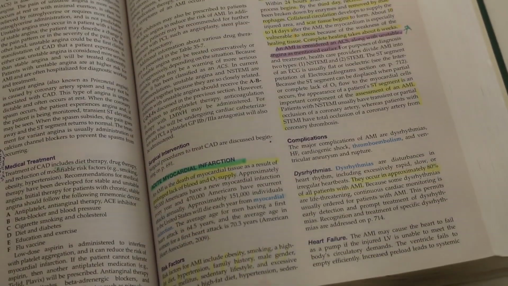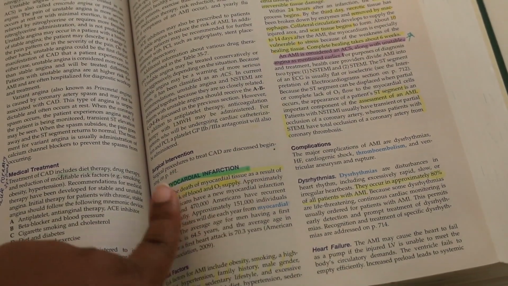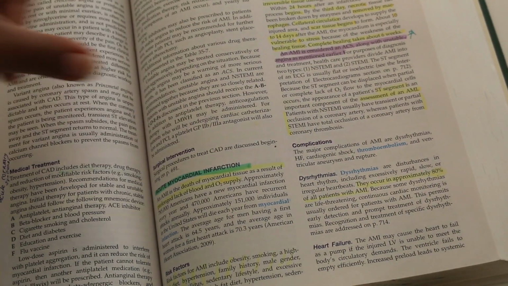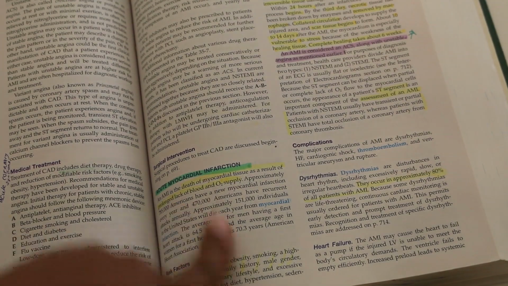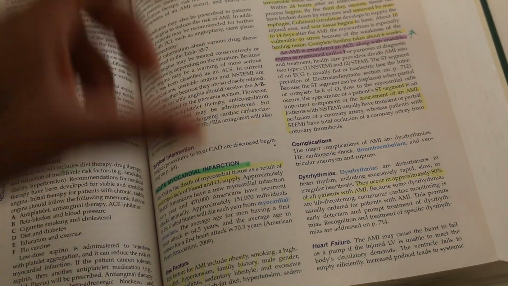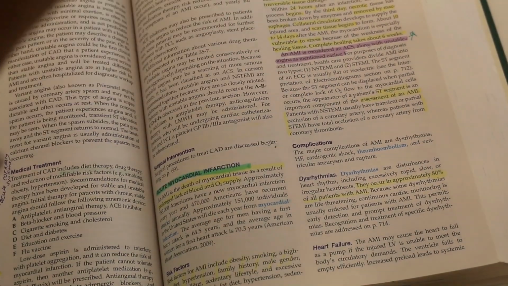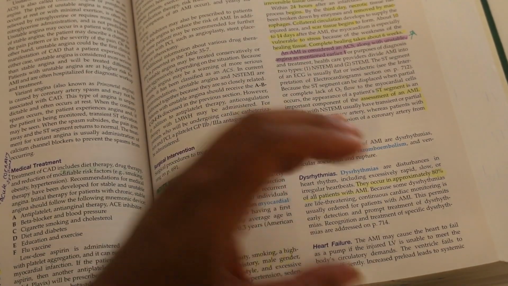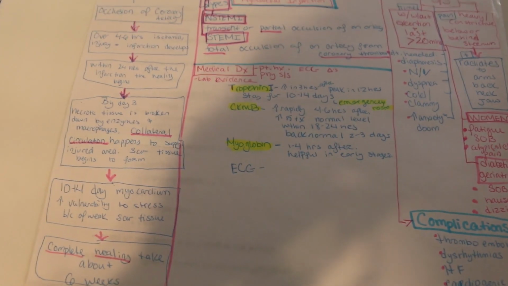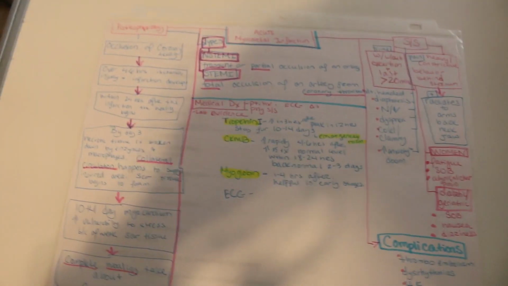Alright, so this is how you can look at the chapter and find ways to create your concept maps. So you can put this in the middle, acute myocardial infarction, which is basically a heart attack. You can put heart attack, and then you can put facts, things that you need to know about it. That can be one little part. You can put risk factors, that's one little bubble. Pathophysiology is one little bubble. Complications is one little bubble. You can have another one for medical treatment as a bubble. You can have another one for medications as a bubble. This is an actual concept map that I used while I was in nursing school that I made.